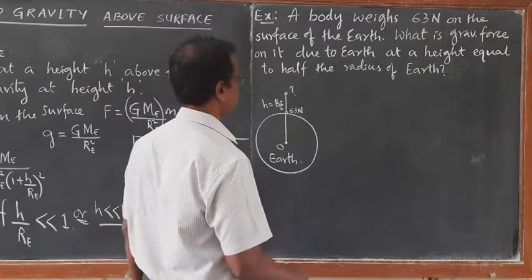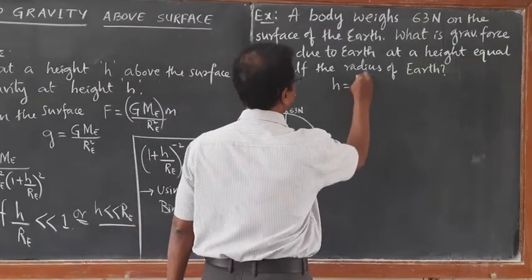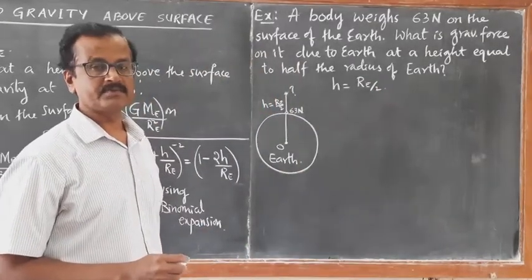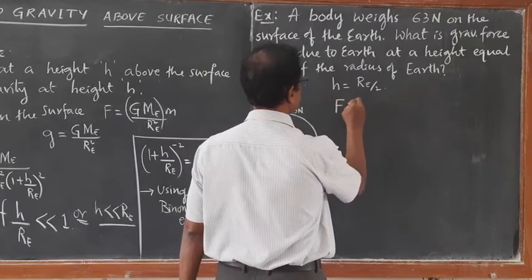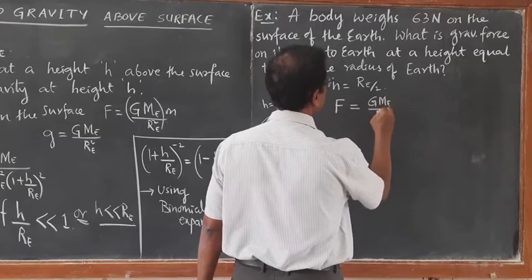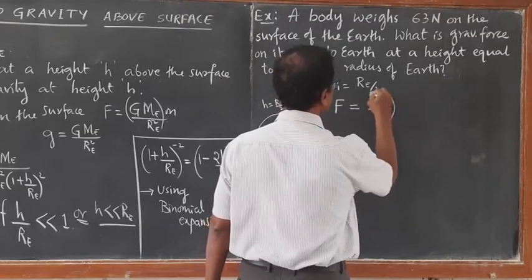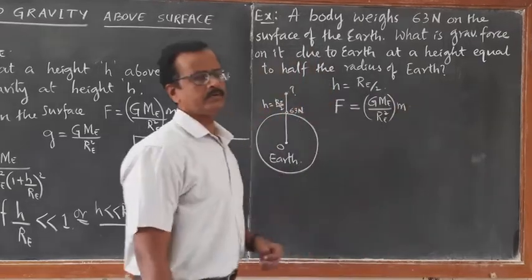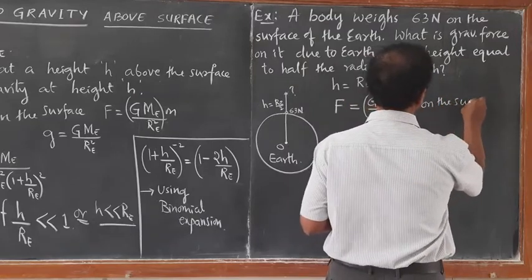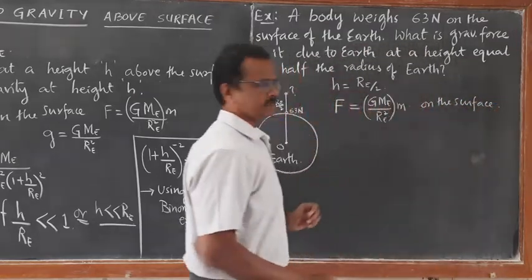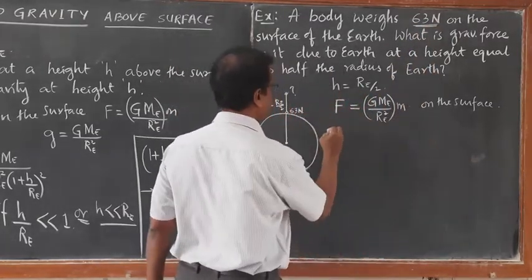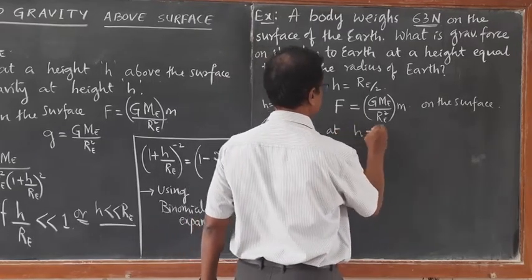So here h is equal to Re by 2. This is given. Now first we will write the force of gravitation on the surface of the Earth. Force of gravitation on the surface of the Earth is given by G Me m upon Re square, according to Newton's law of gravitation. This is given as 63 Newton. Okay. Now at height h is equal to Re by 2.